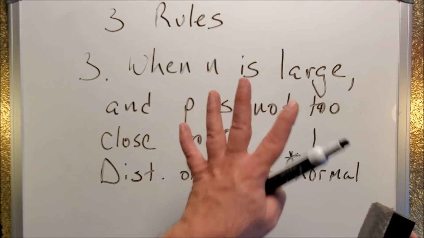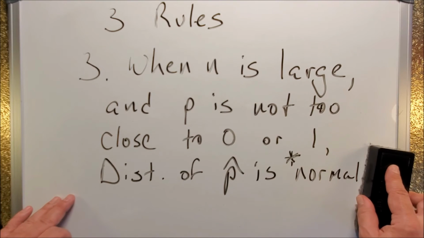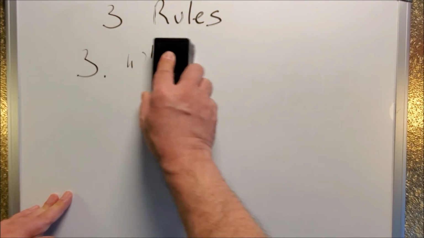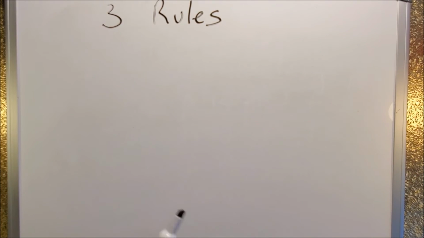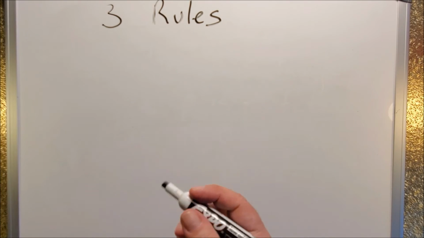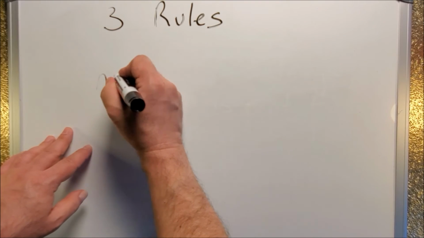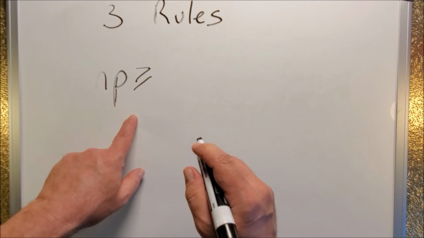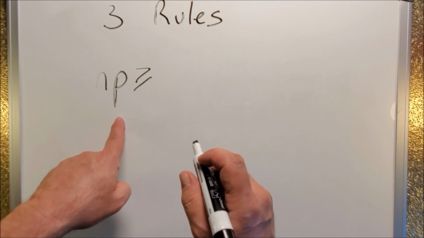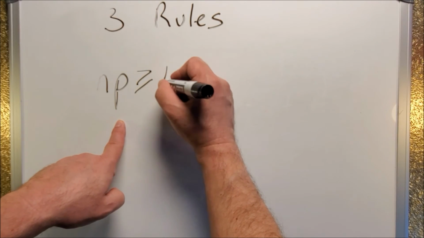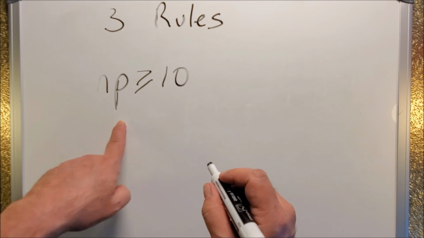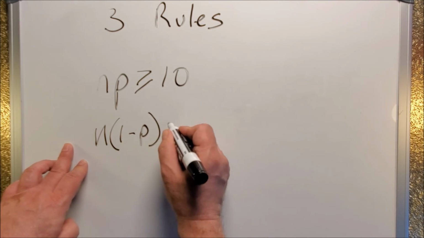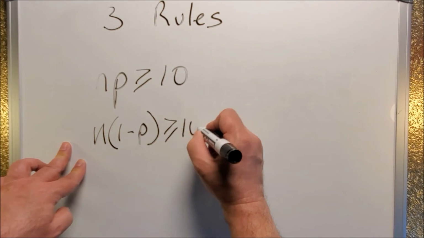And even though this rule is vague, we are going to utilize a specific rule as our litmus test. And here's that specific rule. We need for these two rules to be true. n times p, meaning the sample size times the population proportion, must be equal to or greater than 10. And as well, n times 1 minus p must be greater than or equal to 10.